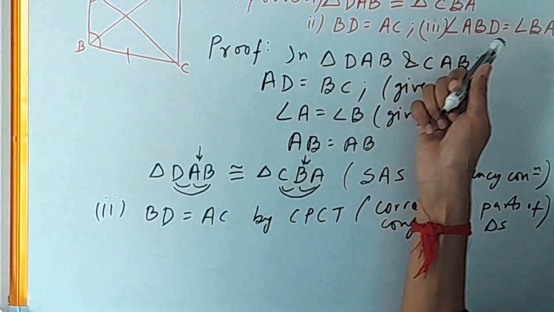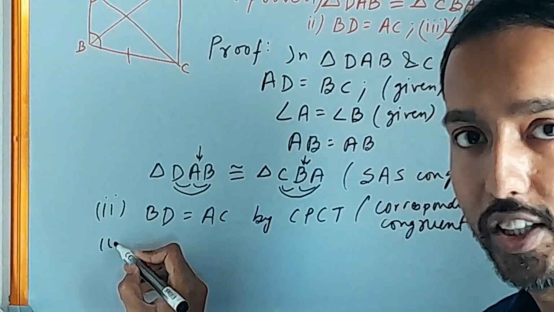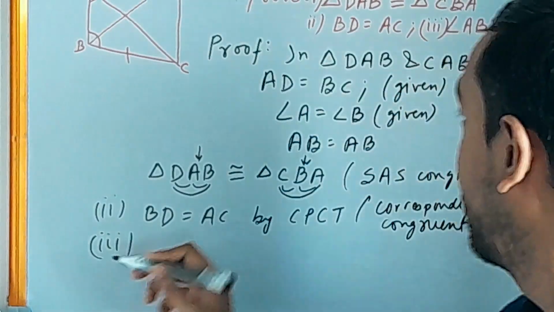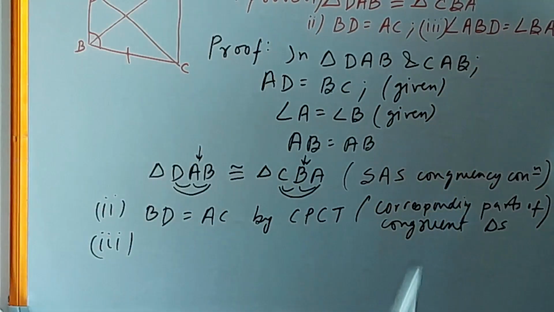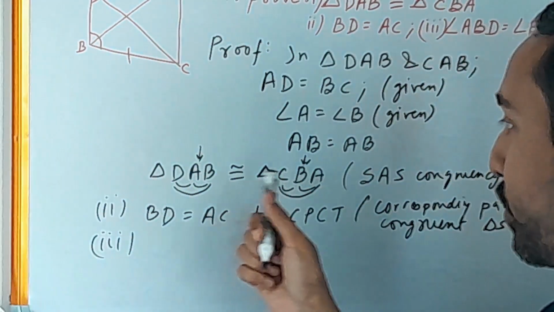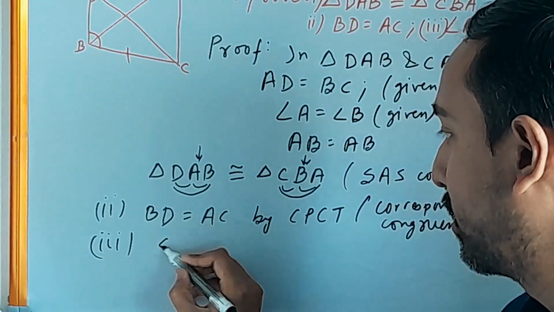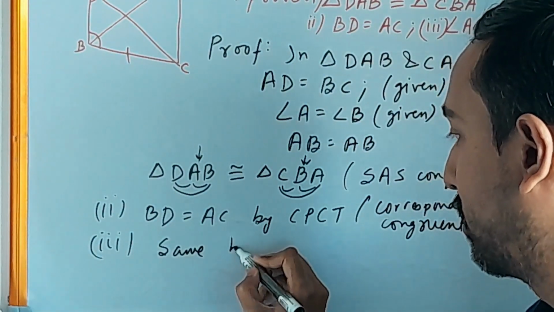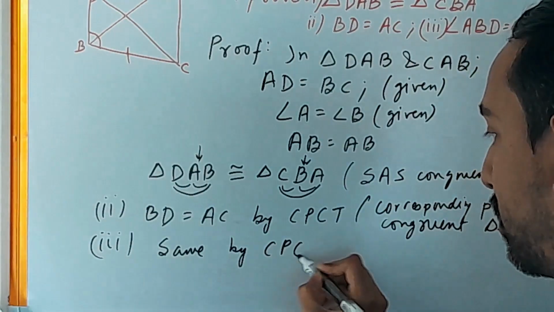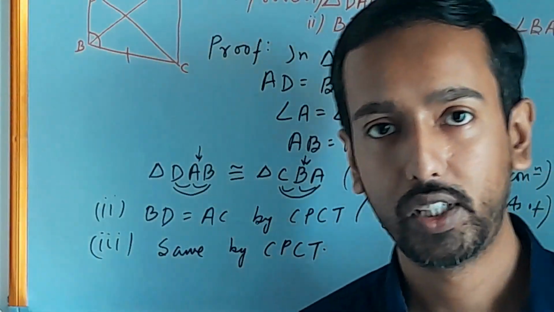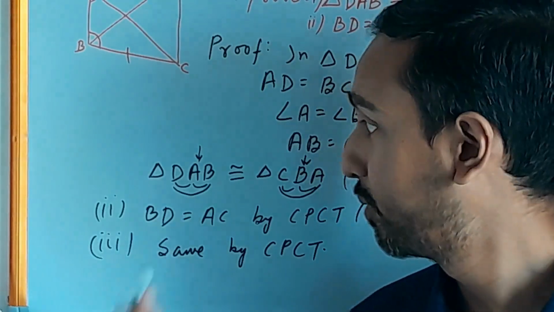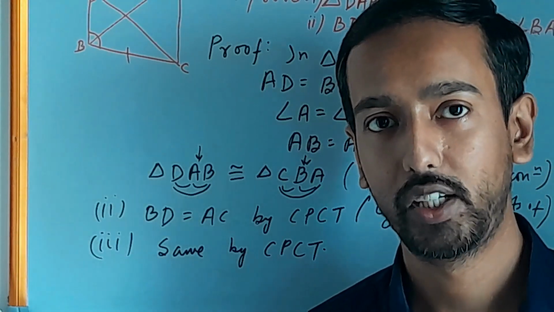Now come to the third part. In the third part, we have to prove that angle B is equal to angle A. This can also be proved with the help of the CPCT concept. So now we can see how easily we can solve these fundamental level questions. Let's take on some other questions.